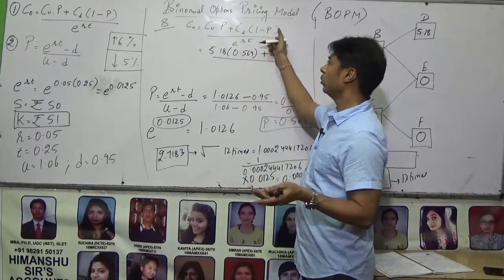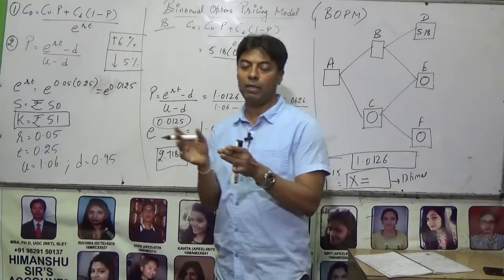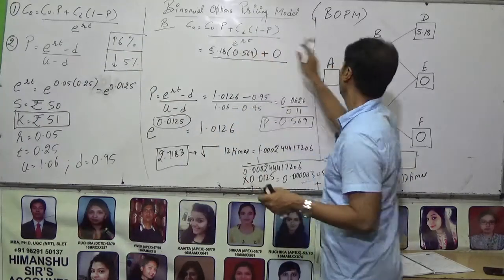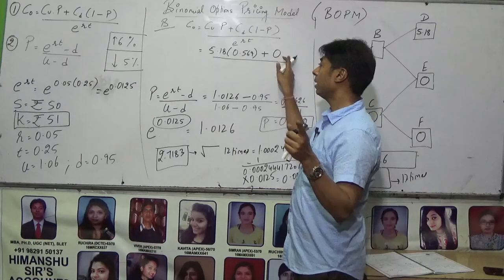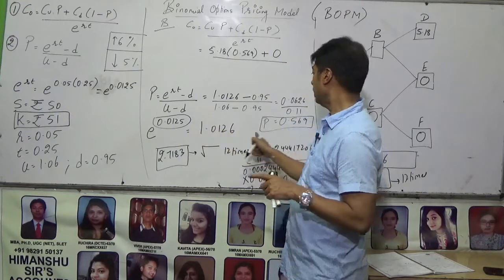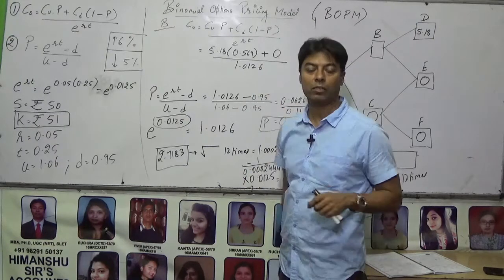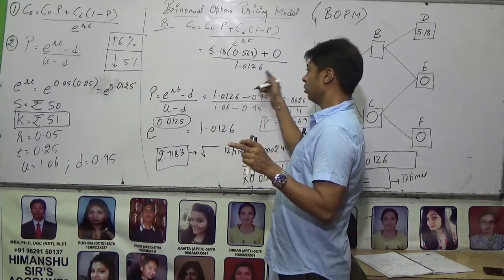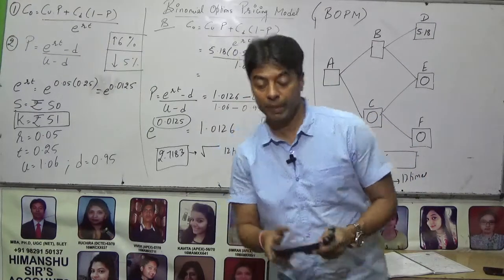Right? There is no need to put the value 1 minus P, although 1 minus 0.569 will give you 0.431, but multiplied by 0, because the call option value at the downswing is 0. So multiply by 0, you will get the value as 0. And ERD came out to be 1.0126. So it came out to be 1.0126. Now solve it, and you will get the value of node B.